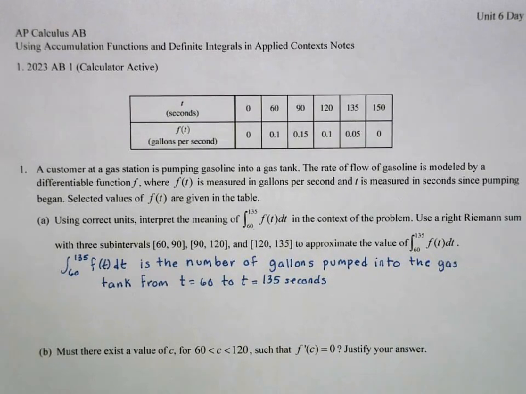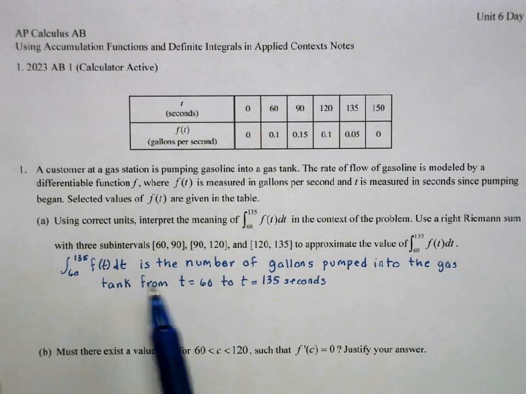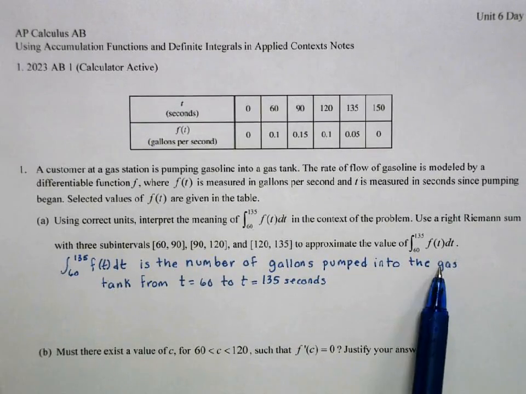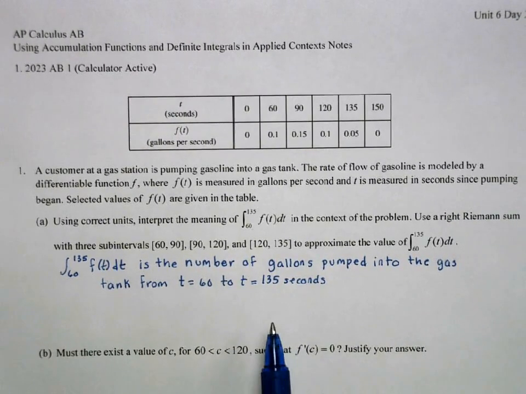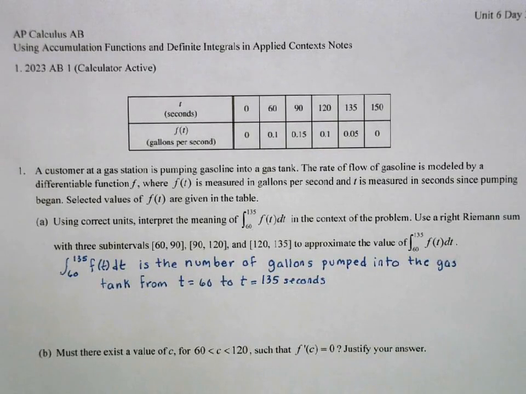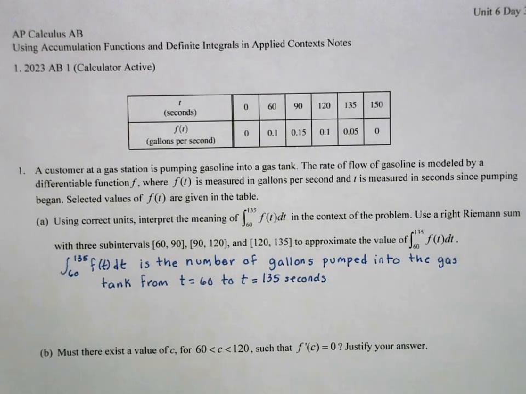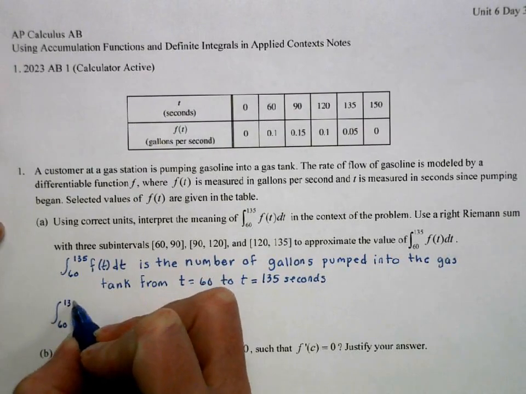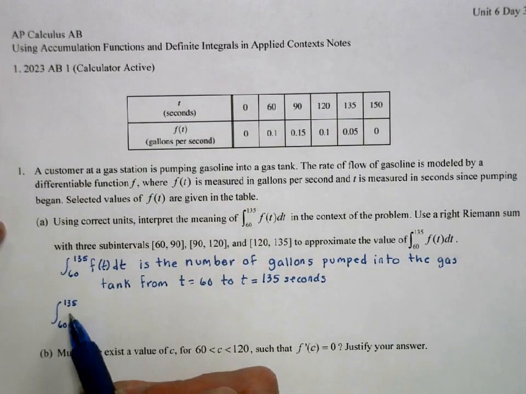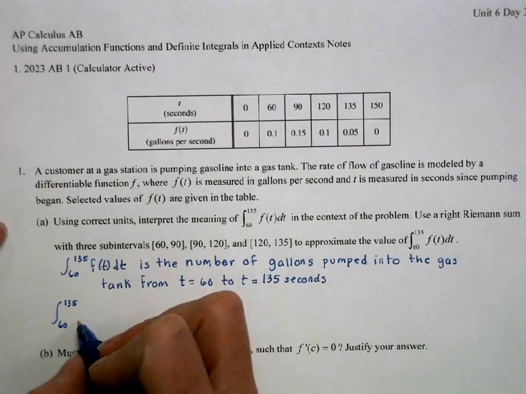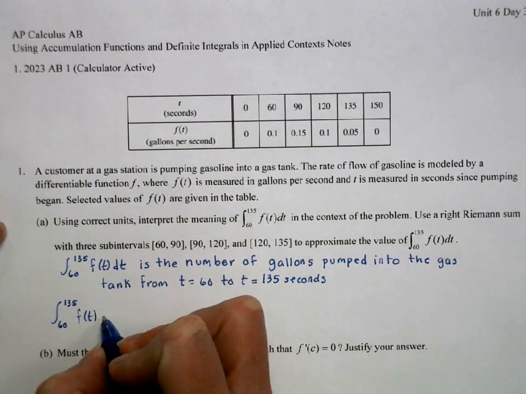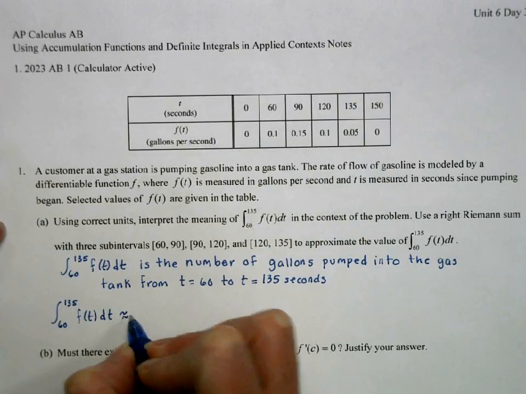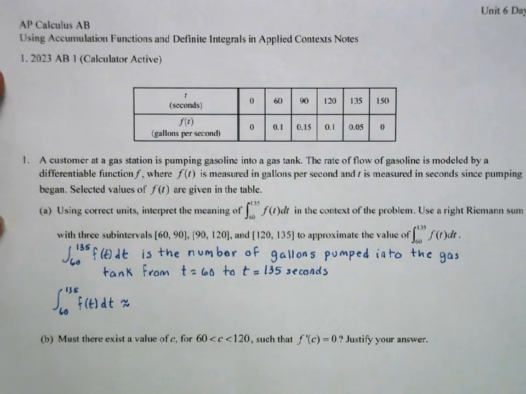Okay, so our interpretation. If f of t is the rate at which we are pumping in the gas, then the integral is going to be the number of gallons pumped into the gas tank from t equals 60 to t equals 135. Now we're going to do the right-Riemann sum. So we're approximating, and we want to be careful with this notation because sometimes I'll see people do the integral symbol and then just start doing the Riemann sum, but we're approximating this using our Riemann sum.